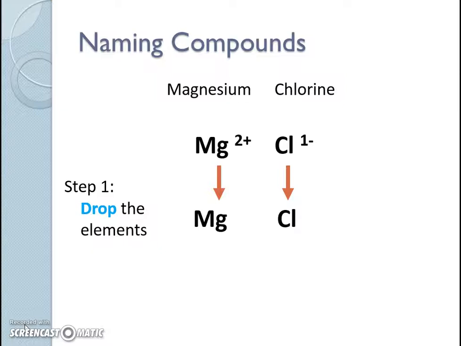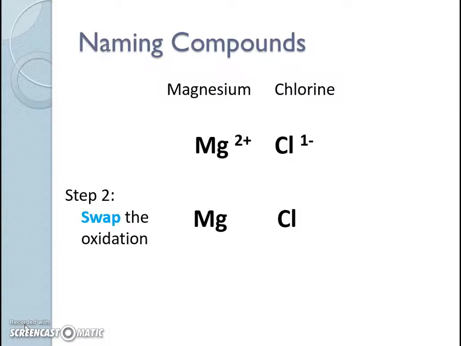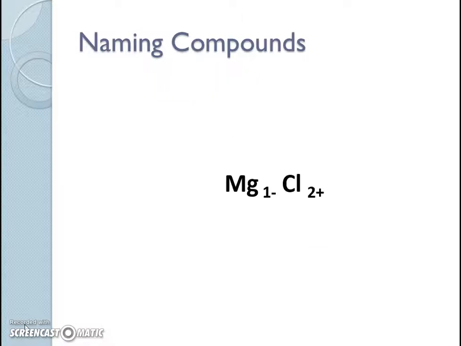All right, so we've got that far. Step 2, however, is to swap the oxidation number. So 2+ comes all the way over with Cl, and 1- comes over to Mg. We are swapping those numbers. And then the third step is to simply simplify those.